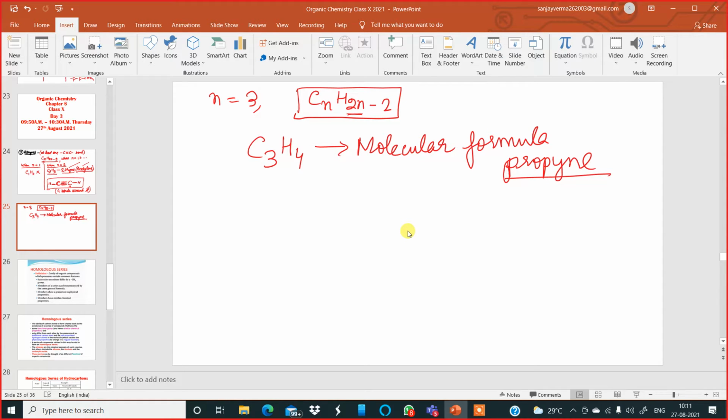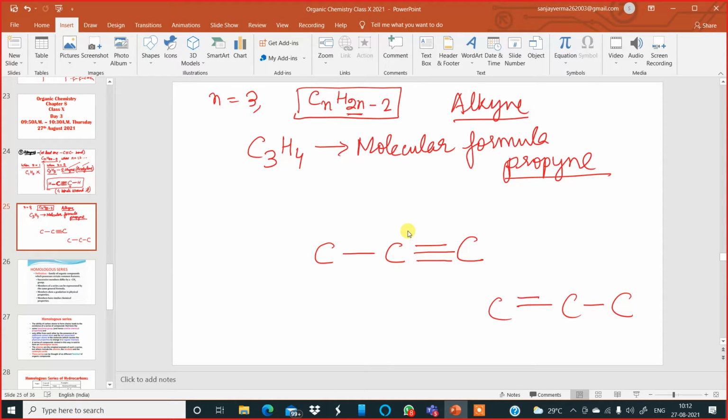Now let us draw the structural formula. For the structural formula, I will draw the skeleton. Carbon, another carbon, another carbon, and link them with a single bond. But since it is an alkyne, I have told you, they contain at least one carbon-carbon triple bond. So I can put the triple bond here. I can put the triple bond between the first and the second carbon also, like this. I can put the triple bond here also. Anywhere I put it is the same thing. They should have at least one carbon-carbon triple bond.